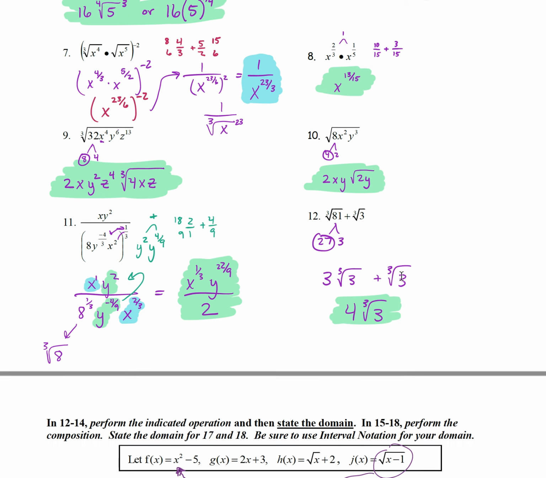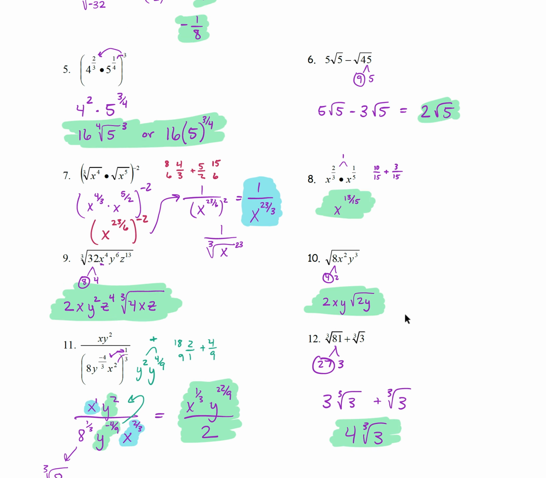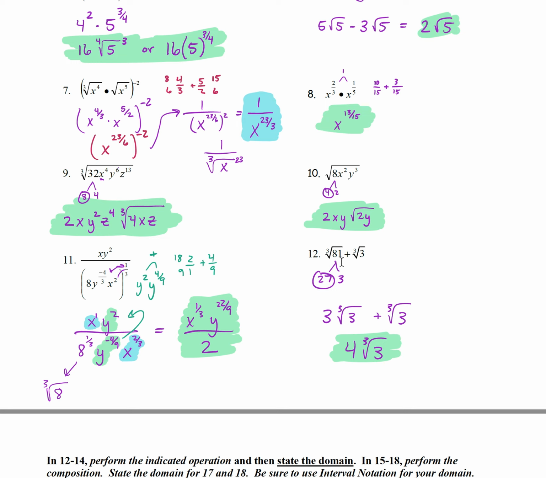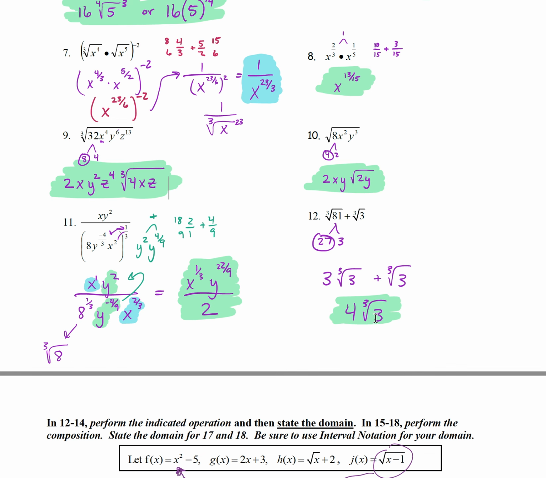Over here, we're going to add and subtract them. So it's very similar to number 6. Adding and subtracting, they got to be the same. So we're going to take this cube root of 81 and make it 27 times 3. Cube root of 27 is 3. So it's 3 cube roots of 3 plus 1 cube root of 3, which is then 4 cube roots of 3.